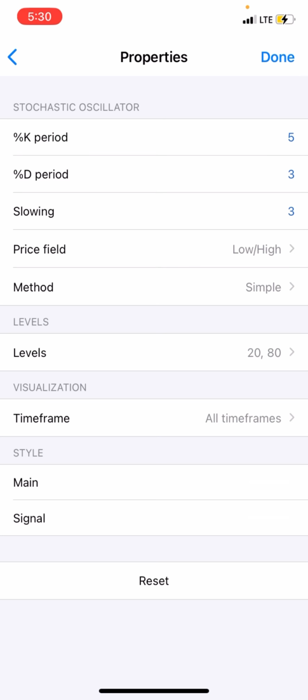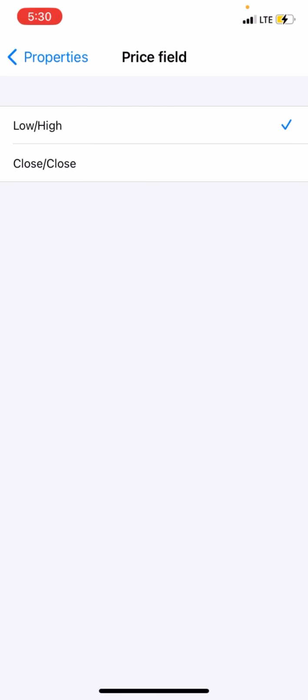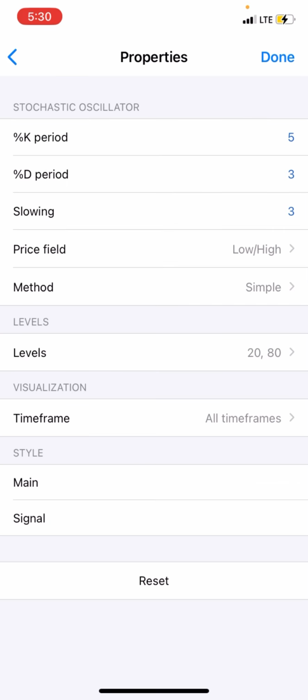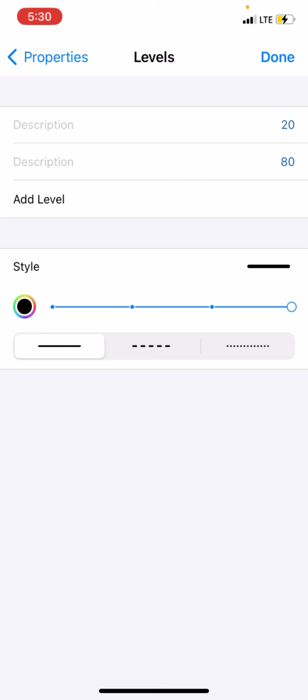So we are going with the following properties: K period 5, D period 3, slowing 3, price should be low, high. All right, if you click that, you see 2 options. Just choose the first, which is low, high. And then method should be simple, levels 20 and 80, and then use the same color as I'm using here.